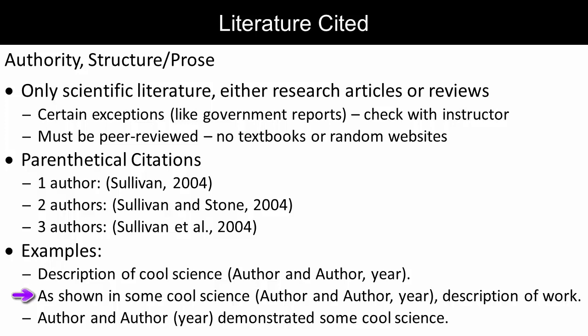It could go at the end of a clause before the comma. Or if you name the authors in the sentence itself, you can just put the publication year in parentheses after the names. If you continue describing the same work over multiple sentences in a row, you only need to cite the paper after the first time. But if you bring up the work again in a later paragraph, you should cite again.